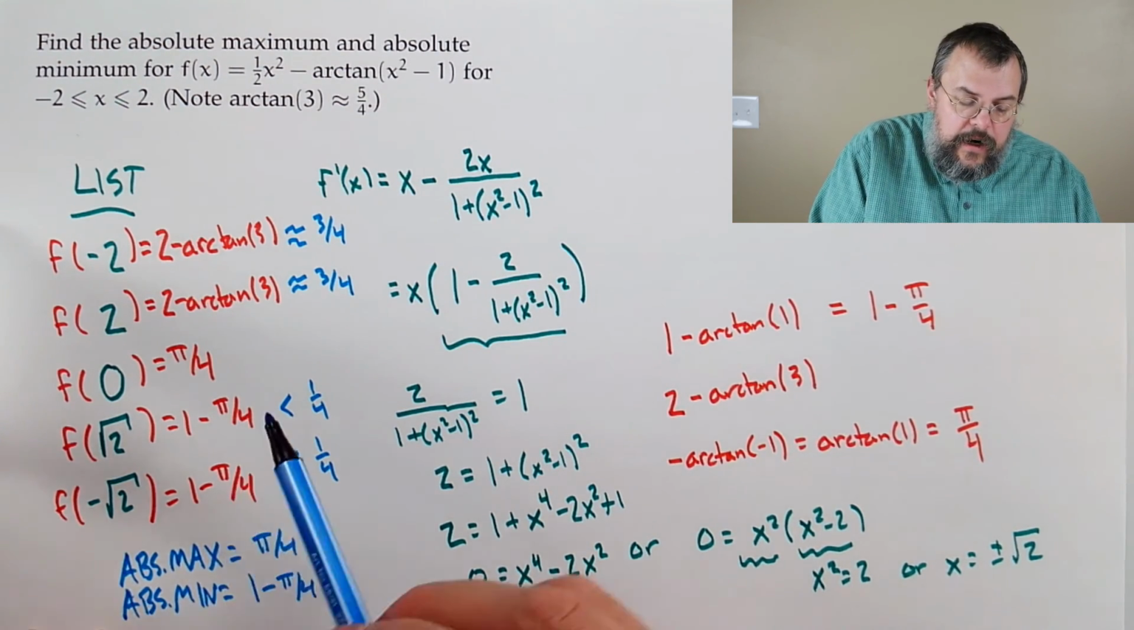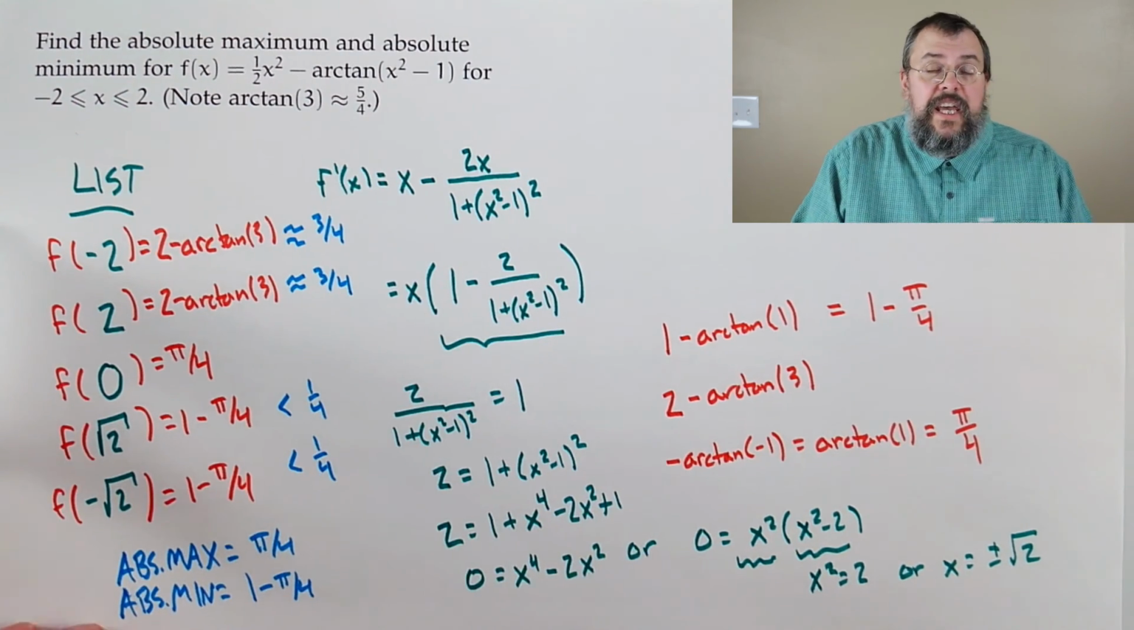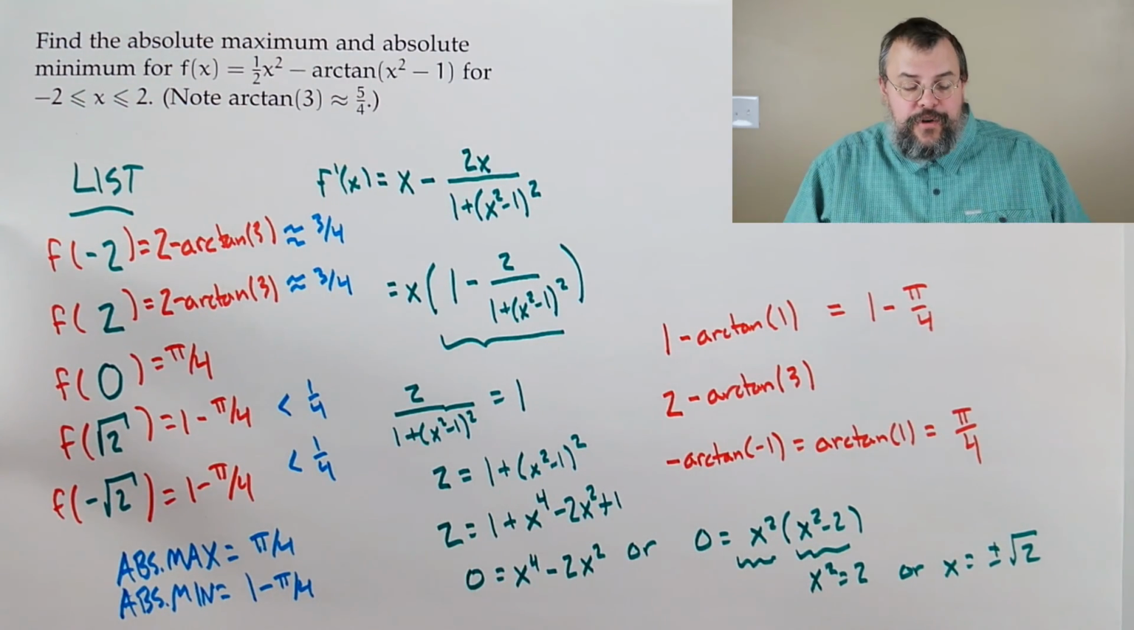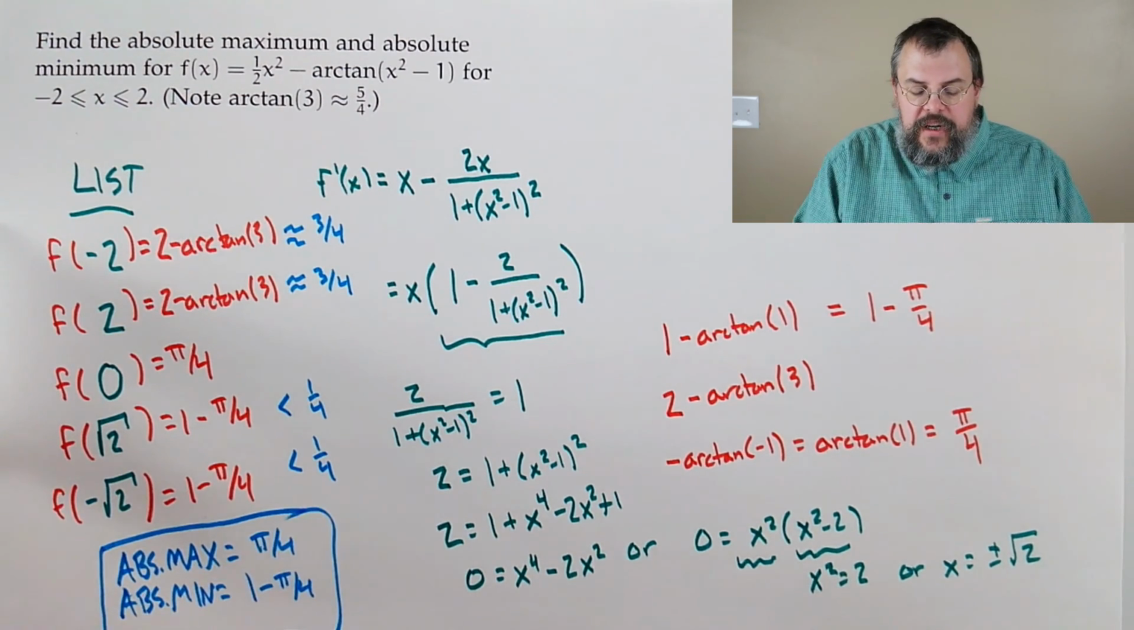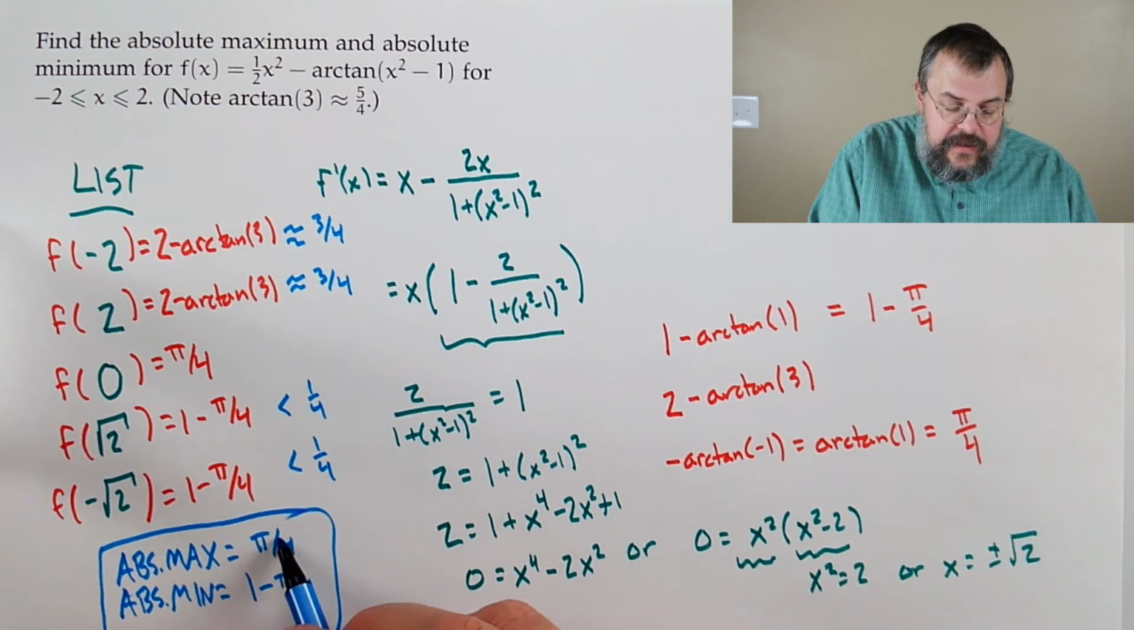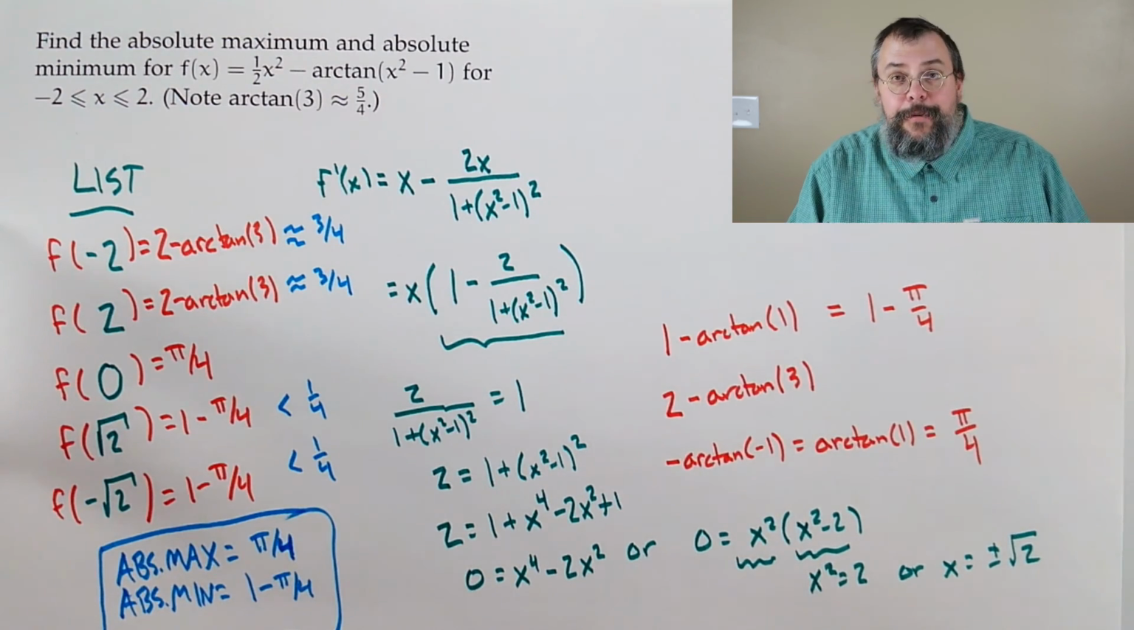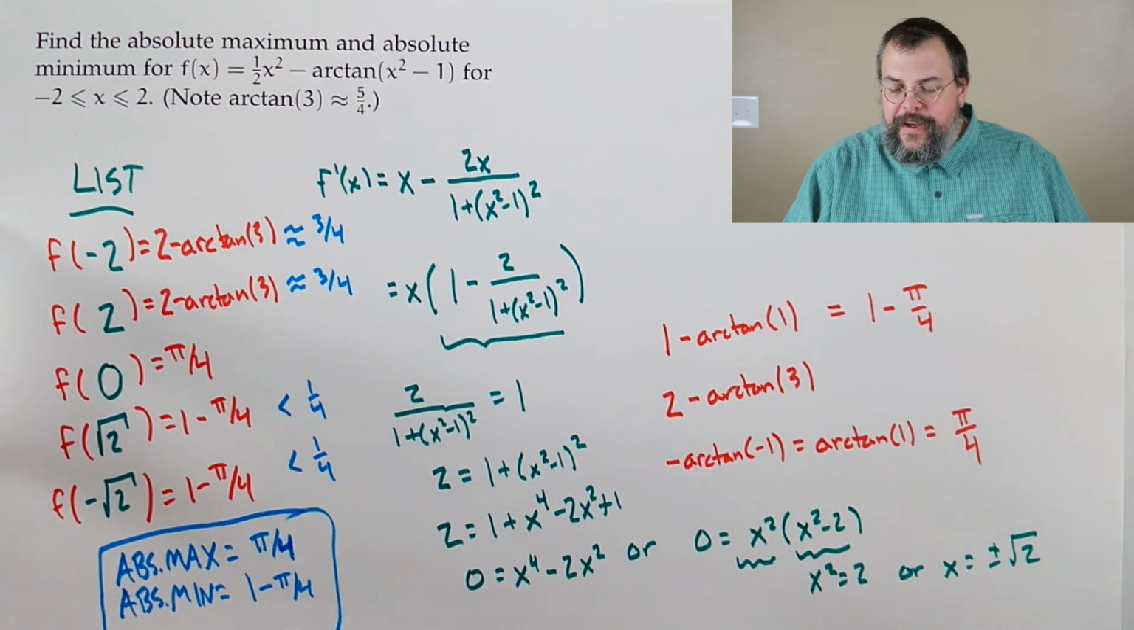And notice our absolute min occurred at 2 places. It's okay for it to occur multiple times. No problem. But there we go. There's the answer. And hey, wow, we were able to find it. That's great. I like it when we can find an answer.